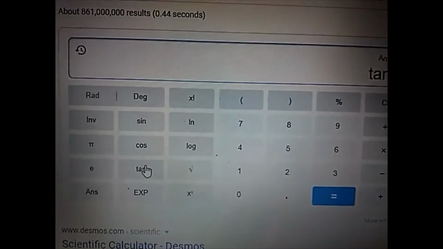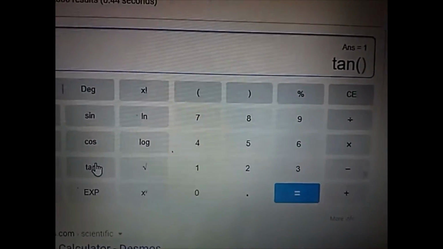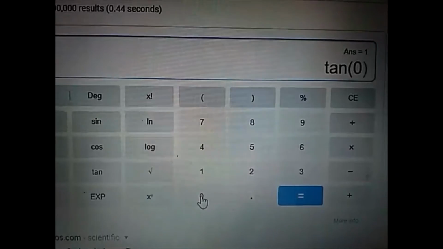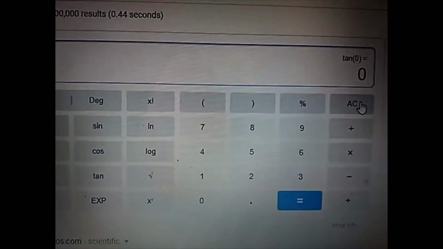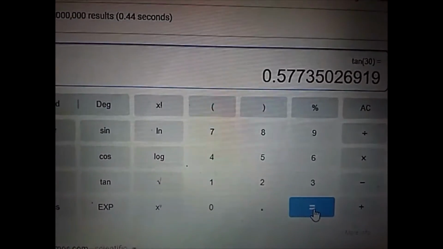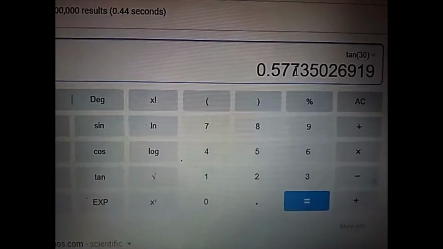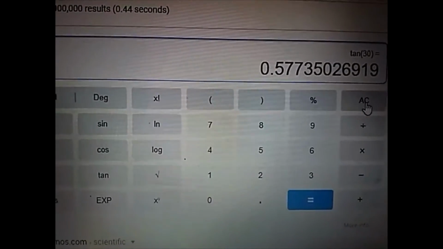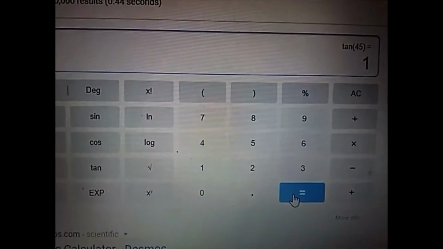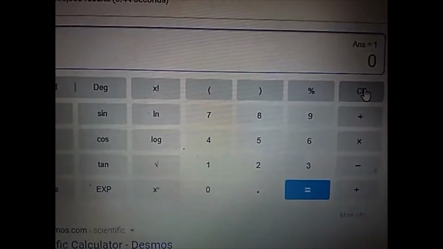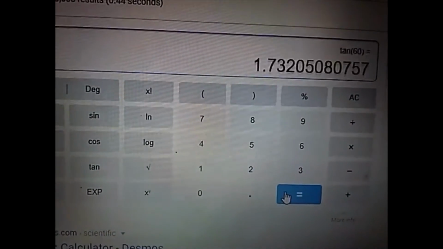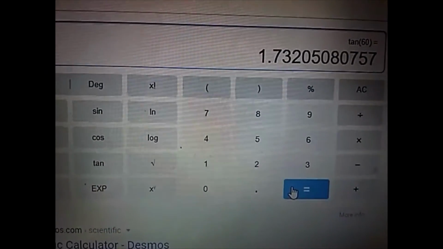Now, tangent is even more different than sine or cosine, and you will see why. First of all, tangent shows the slope of a line. So, if the line was at 0 degrees, then the slope is 0. If tangent is 30 degrees, then the slope of the line is this number, which is the same as the square root of 3 divided by 3. And if tangent is 45 degrees, then the slope is 1. The tangent of 60 degrees is the same as the square root of 3.